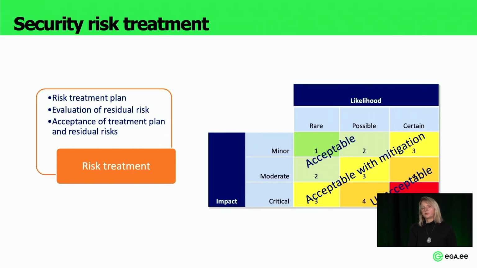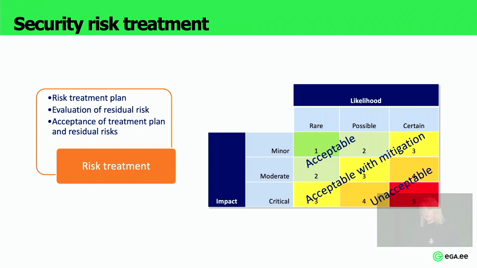And you should think that you have to treat the highest risks, because these risks are unacceptable. If you have middle level risks, then you may choose some mitigation measures, but maybe not all of them. And some risks you can just leave and accept that they remain, and you do not treat them specifically.